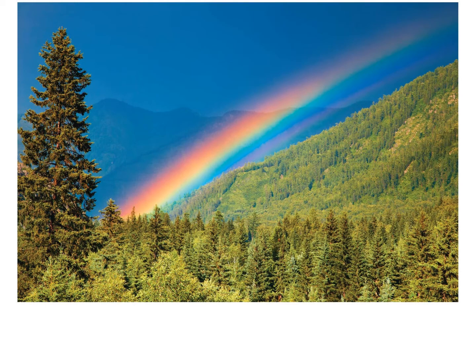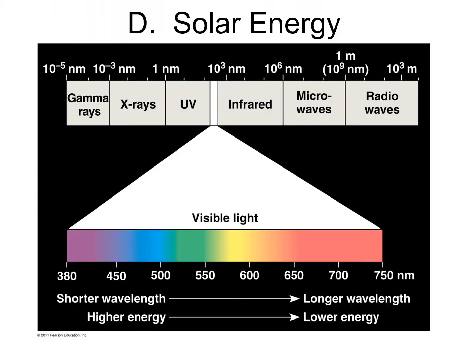Who doesn't like a rainbow? Rainbows are natural examples of the fact that white light is made of a spectrum of colors. Here we see the spectrum of energy coming at us from the sun. Visible light, or white light, is made up of a spectrum from violet to red. It's sandwiched in between ultraviolet, which is wavelengths that are shorter and higher energy than white light, and infrared, which is energy made up of longer wavelengths and lower energy than white light.